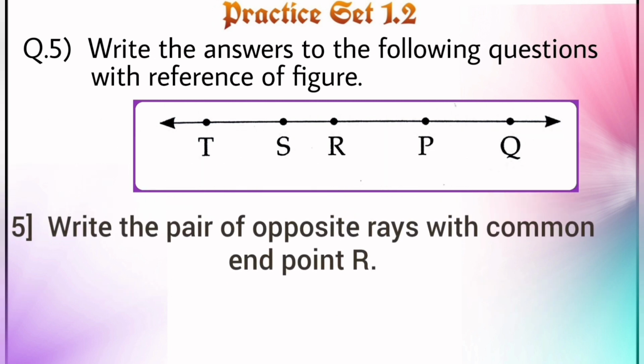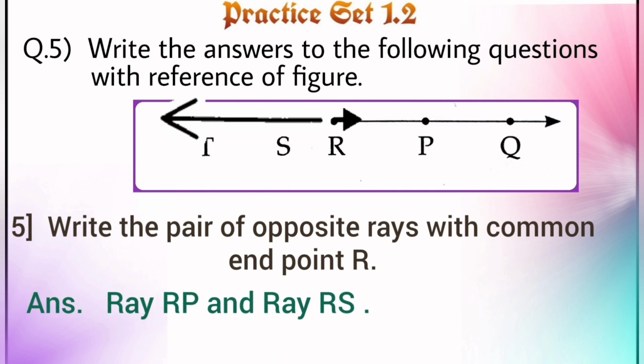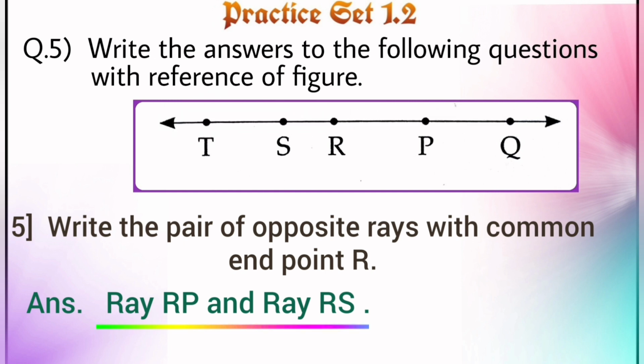In the fifth one, we have to write the pair of opposite rays with common endpoint R. Opposite rays are the rays directing to the opposite sides of each other. But we have to take the common point as R. So if we see, ray RP is directing opposite to ray RS. So our opposite rays will be ray RP and ray RS.